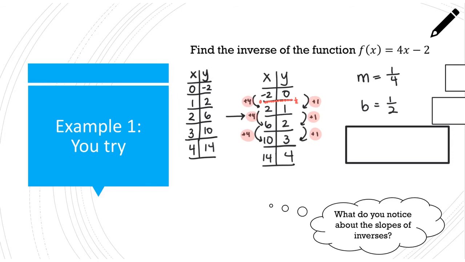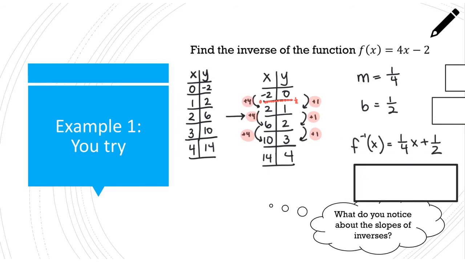So last, in order to write the equation, I wrote f of -1 of x, because that is the inverse notation, equals my slope, which is 1/4 x, plus my y-intercept, which is 1/2. What do you notice about the slopes of these inverses? The slope of my original function was 4, and the slope of my inverse is 1/4. They seem to be reciprocals or flips of each other.